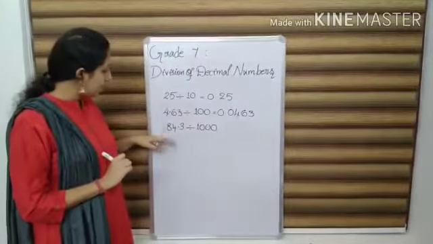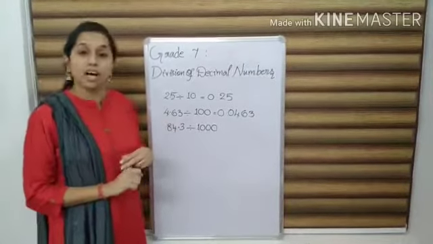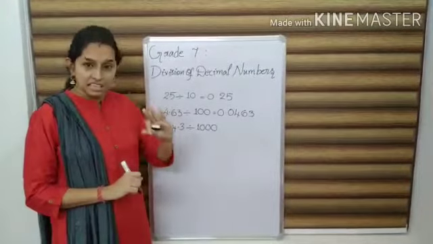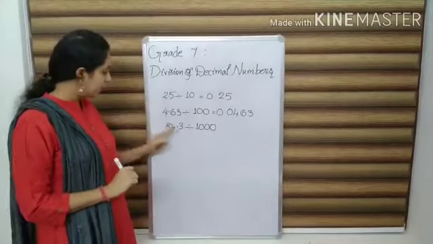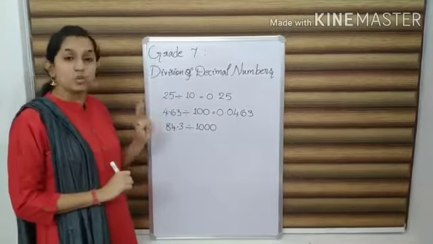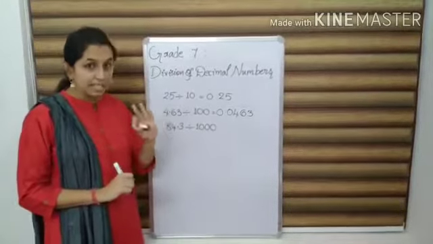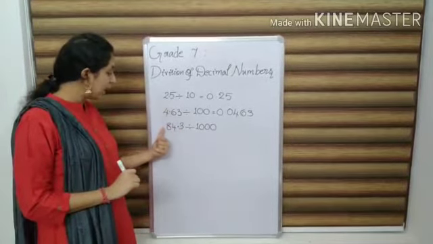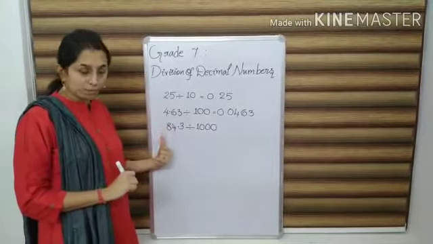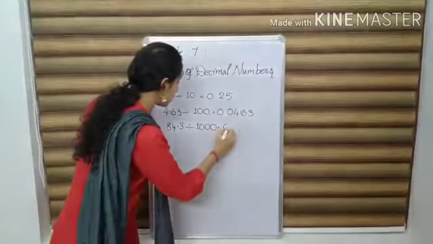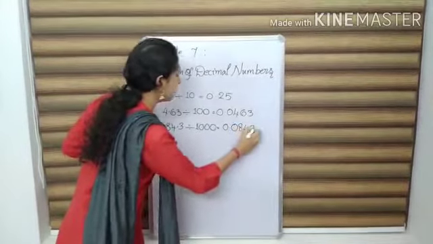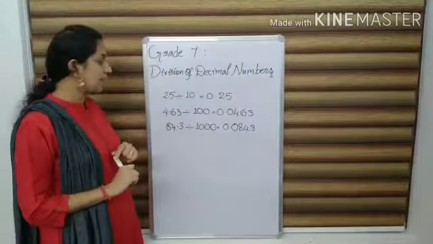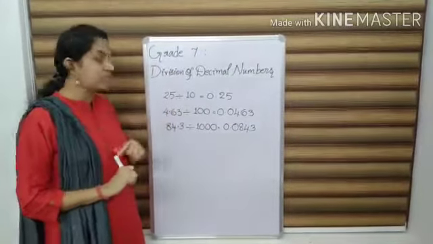And third question is 84.3 divided by 1000. 1000 has 3 zeros. That means we have to shift 3 places backward. And you can see before decimal place there are 2 digits. But we have to shift 3 places. That means you have to add a 0 in front of 8. So the answer becomes 0.0843. So this is the division of decimal numbers by 10, 100 and 1000.